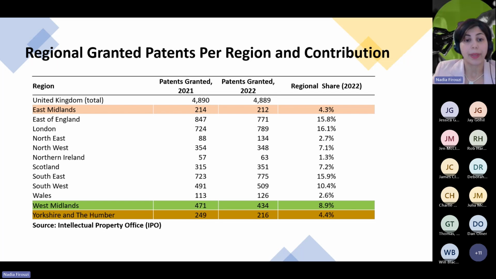The number of granted patents remains relatively stable over these 2 years. The West Midlands, highlighted in green, held an 8.9% share of the granted patents for the whole UK. Yorkshire and the Humber in brown color had a 4.4% share, and the East Midlands, also highlighted, had a 4.3% share of the UK total.